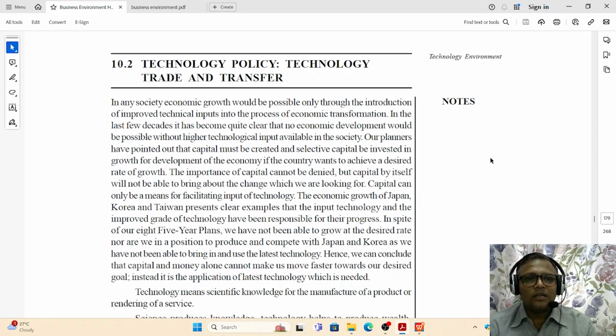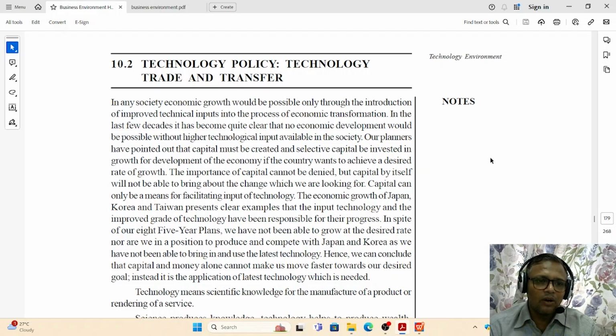in any society, economic growth would be possible only through the introduction of improved technical inputs into the process of economic transformation. In the last few decades, it has been quite clear that no economic development would be possible without higher technological inputs available in the society. Our planners have pointed out that capital must be created and selectively invested in the growth and development of the economy if the country wants to achieve a desired rate of growth. Thus, the importance of capital cannot be denied, but capital by itself will not be able to bring out the change which we are looking for.